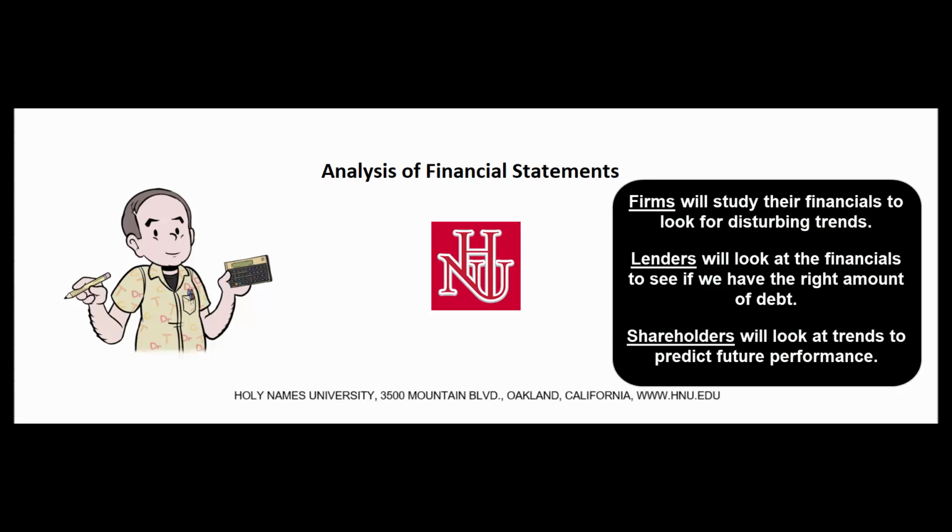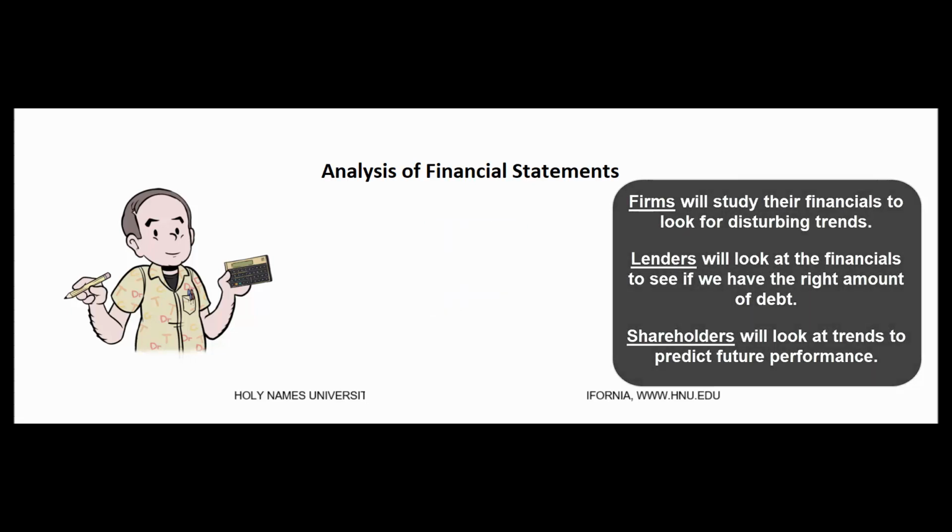Lenders will take a look at our financials to try to figure out if they should lend us some more money. Do we already have too much debt? So they'll look at times interest earned. And shareholders are going to look at the trends in our net income and in our free cash flow. Should they sell the stock or should they buy more? So let's talk about the analysis of financial statements.